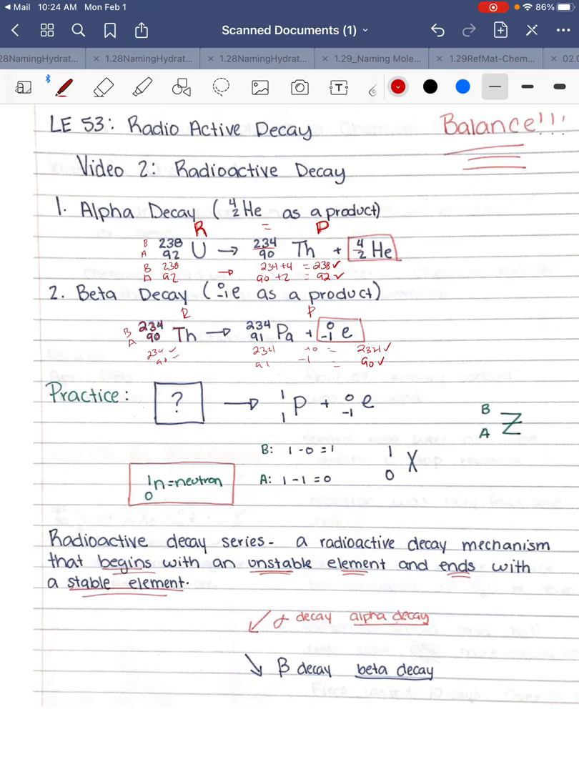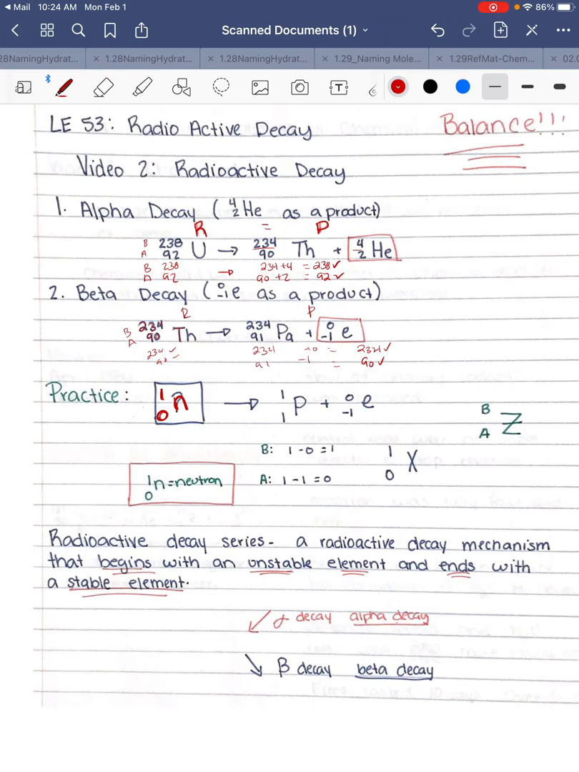Here we have 1 and 0, so that means whatever I start with has to have a mass of 1, and 1 minus 1 means it has no atomic number. So if you're thinking of a particle with a mass of 1, this is your neutron. It has no charge, it has a mass of 1, and that's what we're looking at. This is what your question will look like. You're just going to be plugging it in.